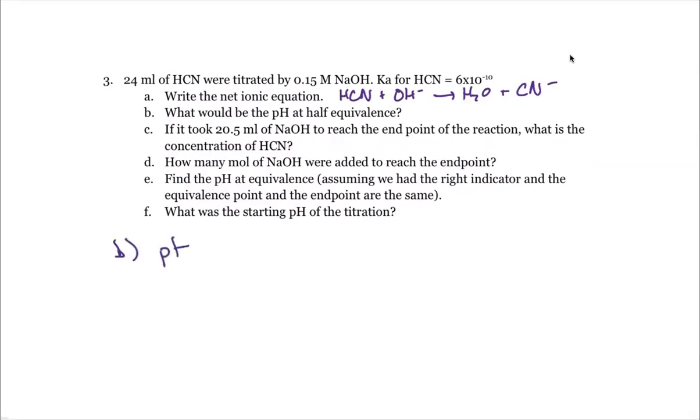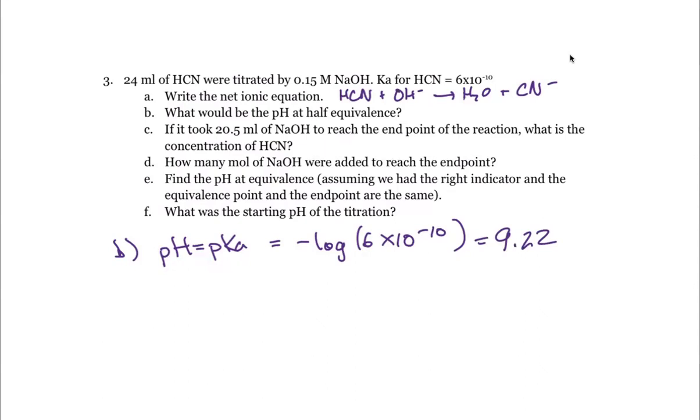That would be when pH equals pKa, which will equal the negative log of 6 times 10 to the negative 10th. Negative log 6e negative 10, 9.22.